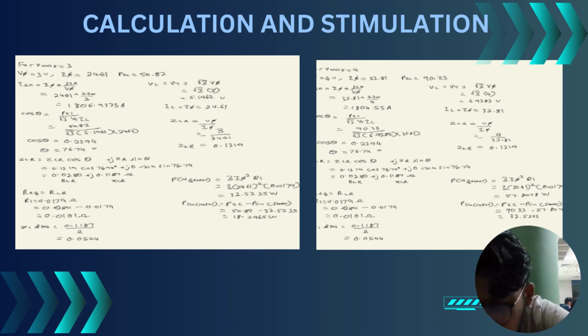Okay, so RLR equals 0.0280, and then XLR equals 0.1187, and then for PCU stator we use the same formula, and then we substitute the value, and then we will get 57.8078. So the power is getting higher for stator and rotor, and then the rotor equals 32.52 watt.